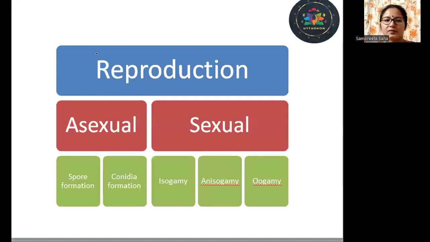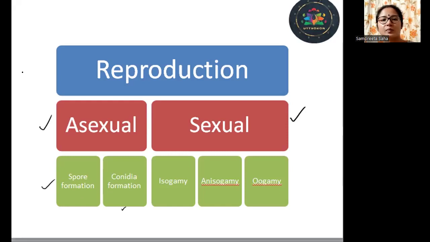So here I have accumulated the different ways of reproduction observed in the kingdom fungi. They reproduce both by asexual and sexual methods. What are the asexual means? Spore formation. Just now I have discussed what spores are. So they reproduce by spore formation. Next, they have conidia formation. Conidia are special structures that are formed at the top of the hyphae, which when separated behave just like spores, except they are not spores, they are cells.